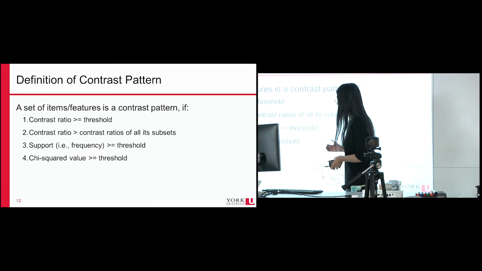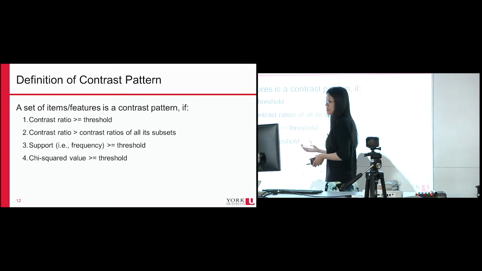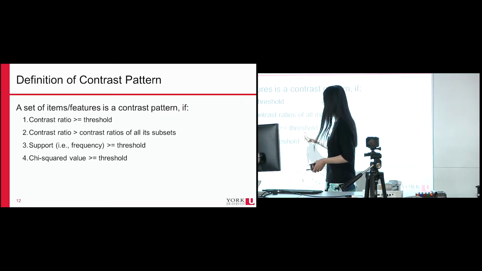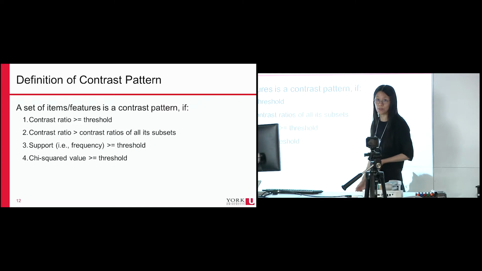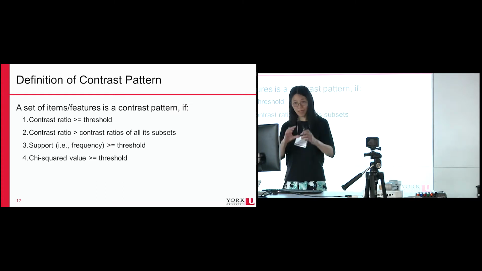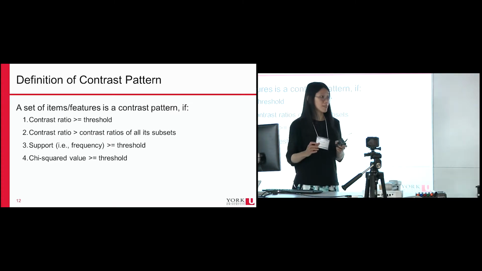We want each item in the contrast pattern to contribute to the result positively. And we want the pattern to be general enough, not very specific, so the frequency of this pattern in the data set has to be over a frequency threshold. This frequency is usually called support in data mining. Also, the pattern has to pass a chi-square test.